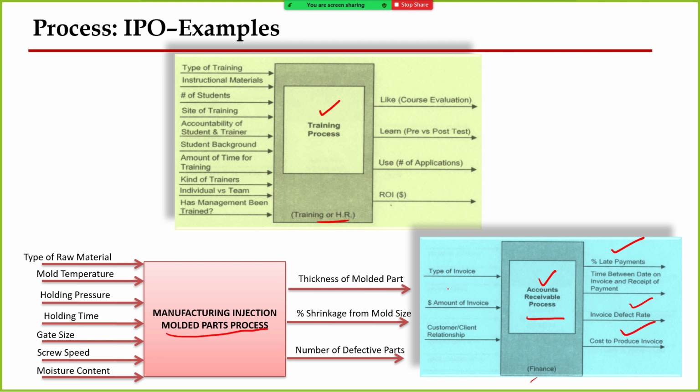So what are the causes behind that? That depends upon what type of invoice we are preparing, and so on. Depending upon the customer client relationship could be a factor that is creating a certain output problem. So remember that whenever we are starting a Six Sigma project, first of all, we need to identify the critical to quality which we want to improve, whether we want to reduce the percentage of late payment, or reduce the defect rate in the invoices.